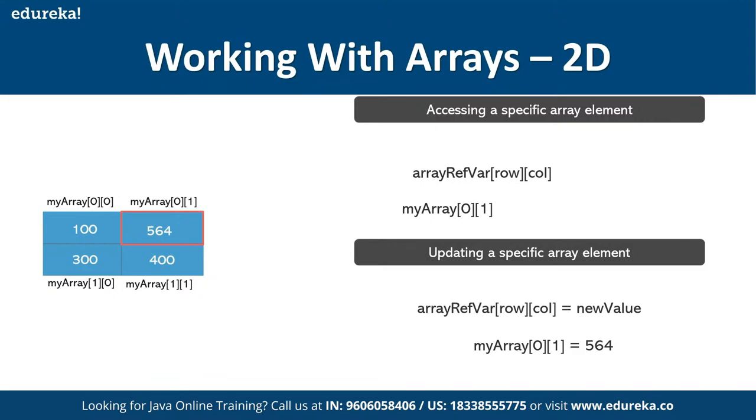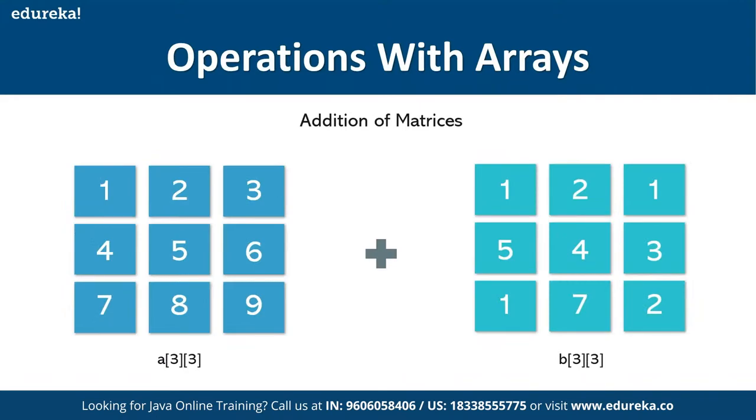So the concept that you have learned just now for single dimensional arrays is generalized for two dimensional arrays, and this concept can be generalized for multi-dimensional arrays as well, which means it can be generalized for arrays which have more than two dimensions as well. So that's how simple it is to work with Java arrays.